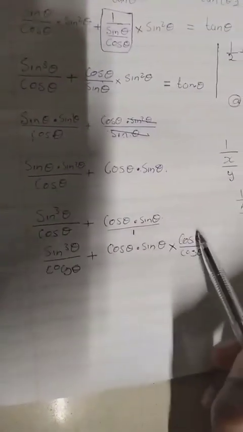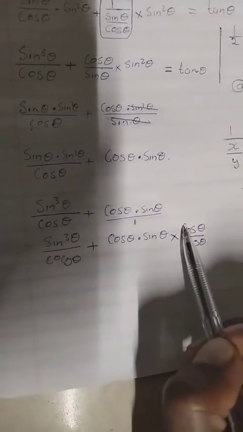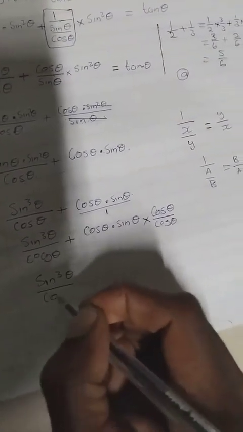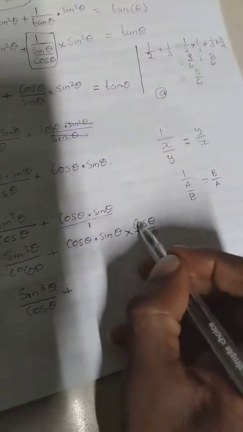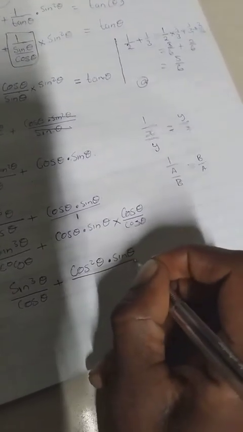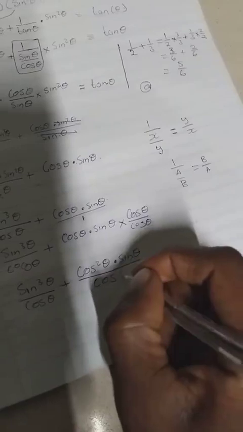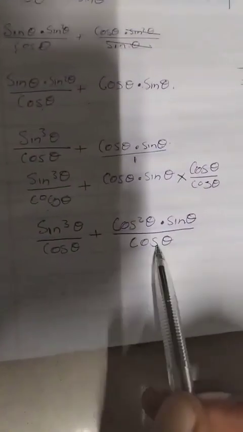Now you can see. All right, we have this term and that term. Then we are having sine 3 theta over cos theta, which is plus cos theta multiplied by cos theta. We are going to have cos squared theta multiplied by sine theta, which is all divided by cos theta. We are getting somewhere. Now I see the answer. So now we have this being the common denominator.